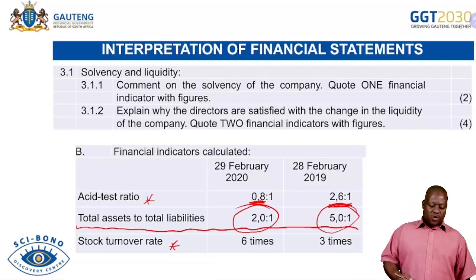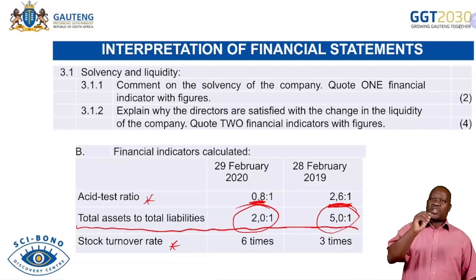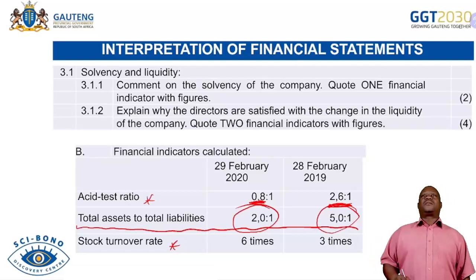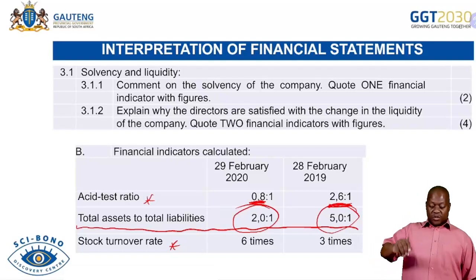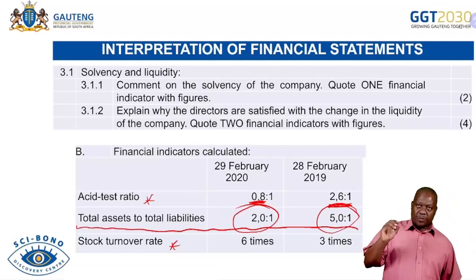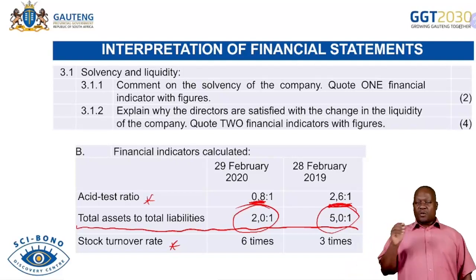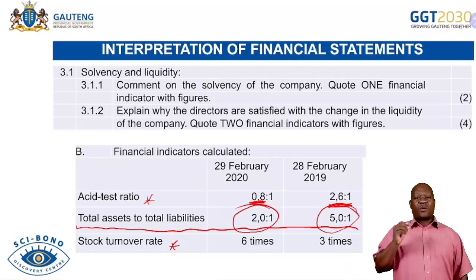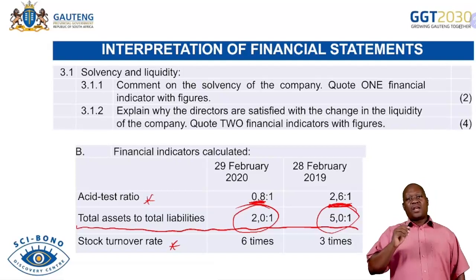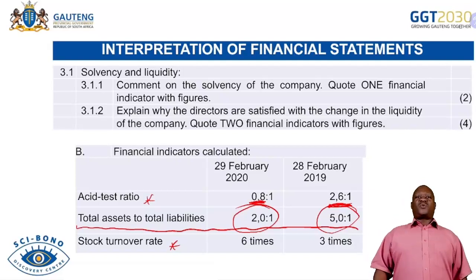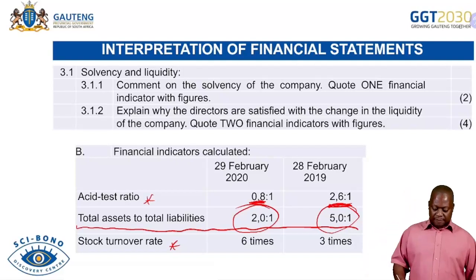So you are going to indicate that the acid test ratio, first, we know, and then we are going to say it has changed from 2.6 as to 1 to 0.8 as to 1. We need those figures. Those are going to tell us whether you really understand the information that you are dealing with. And then you are going to tell us the good part. Why are the directors or why are the shareholders satisfied with this?